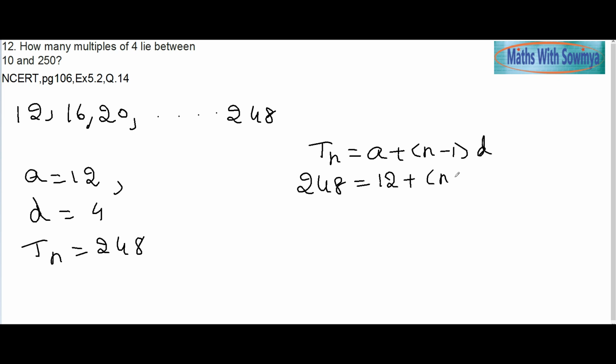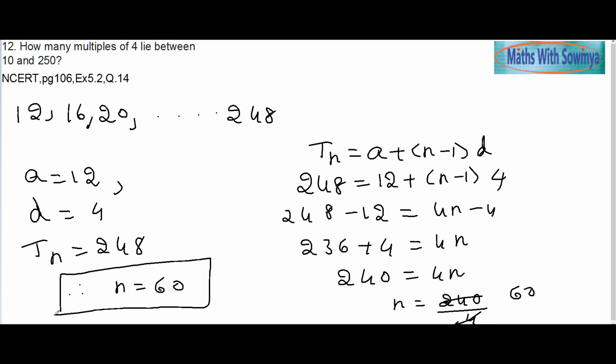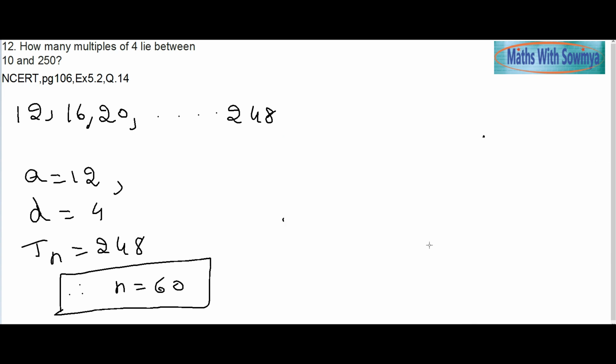A is 12. 248 minus 12, 4n minus 4, this will give me 236 plus 4, 4n. 240 is equal to 4n, so n is 240 by 4, which is 60. Therefore, n we get 60. You can say there are 60 terms which are multiples of 4 between 10 and 250.